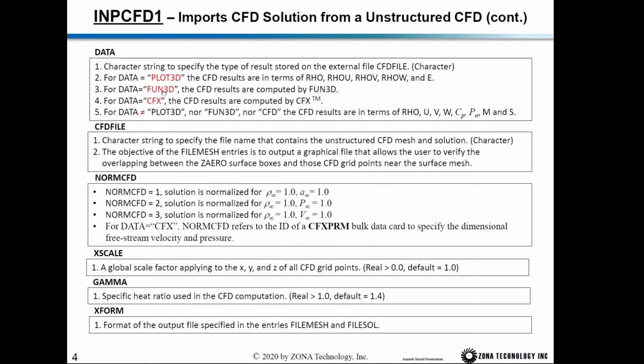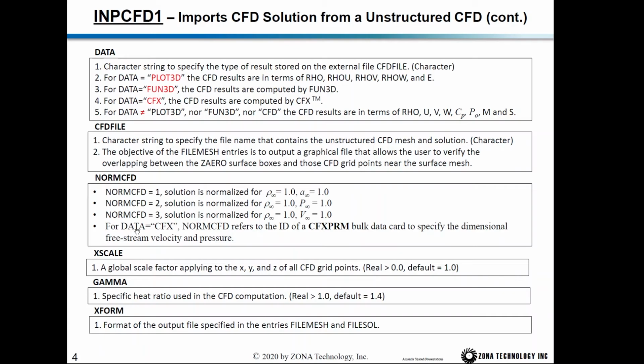If DATA is not equal to the above, then you have to follow a certain format described in the user's manual of the IMP CFD1 card. And the CFD file, you specify a file name which stores the unstructured CFD solution, and the NORM CFD, because the CFD solution can be normalized by different methods. If 1, it is normalized for the free stream density and the speed of sound to be 1. If 2, it is normalized for the free stream density and free stream pressure to be 1. If 3, it is normalized for free stream density and the velocity to be 1.